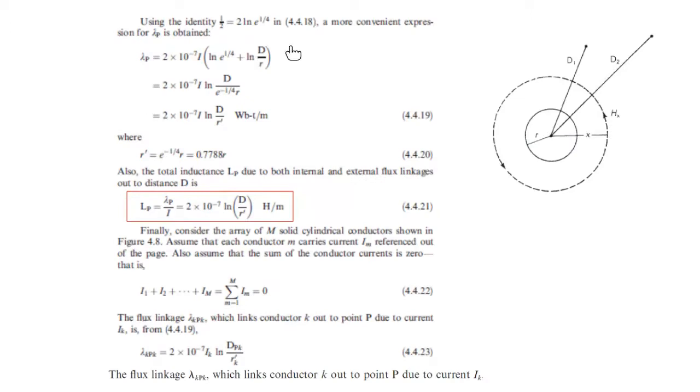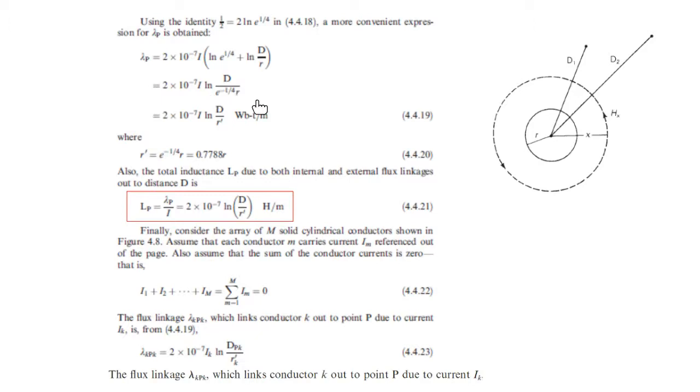Okay, because of this R prime, this can be written like this. So this is the plus here. Because of the plus here, you cannot add natural log plus this one. Then you make it natural log over like this. So D over R prime times this one here, e to the power of minus 1/4.